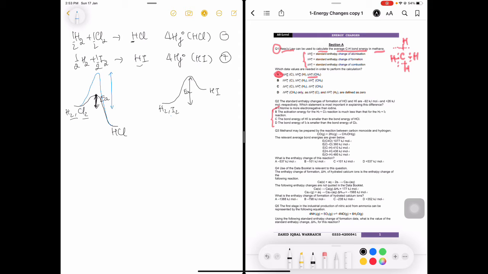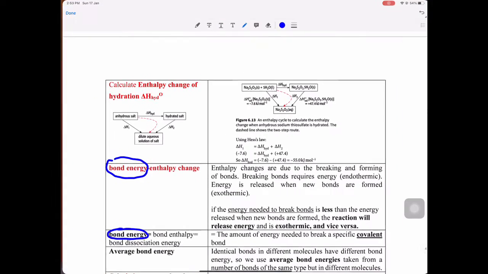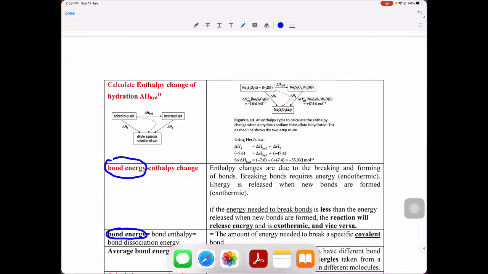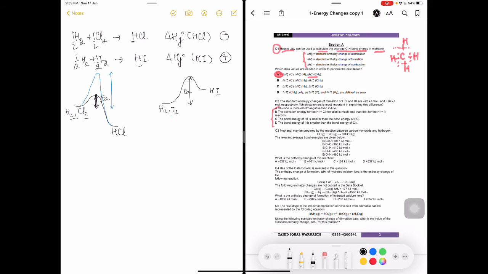In C and D, they talk about bond energy, so you have to remember what bond energy is. Bond energy is the amount of energy needed to break a specific covalent bond. So this is the energy associated with the bond breaking process. Where does the bond breaking process happen here? For H2 and Cl2 that go to HCl, and on the other side we have H2 and I2 that go to HI, with a half and a half here.